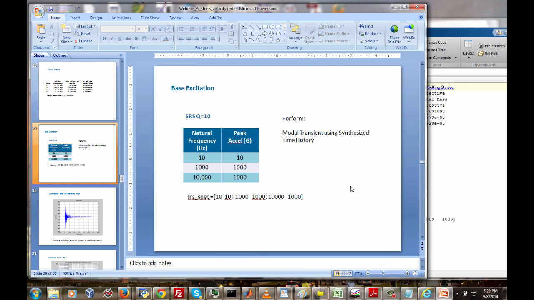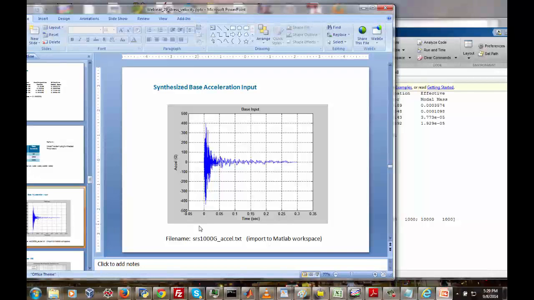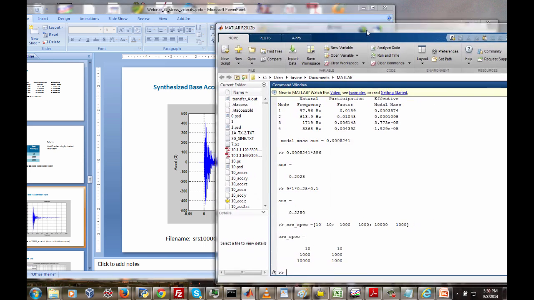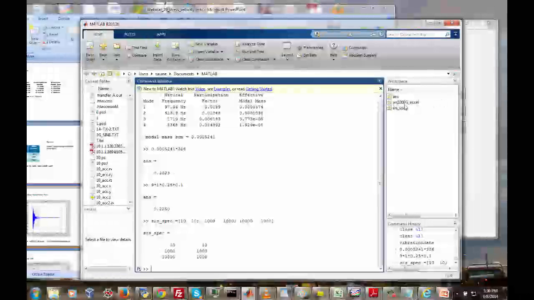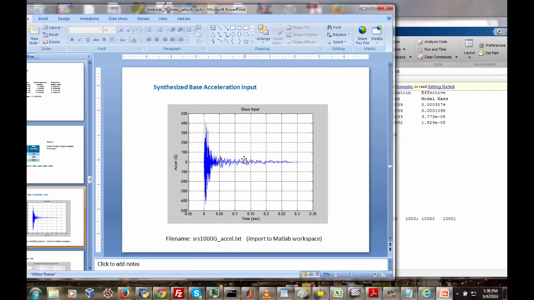Now I've already synthesized a time history to satisfy this SRS, and we've covered SRS synthesis in a previous unit. So if you're motivated and you like to really dig into the details, you can go back and synthesize your own time history to satisfy that SRS. And here is what it is. It's called SRS 1000G underscore excel.txt. And I have a note import to MATLAB workspace, and actually, we've already done it because I've now established that as a library function. So this is the time history that satisfies that SRS. And it's the same one as shown on this plot here.